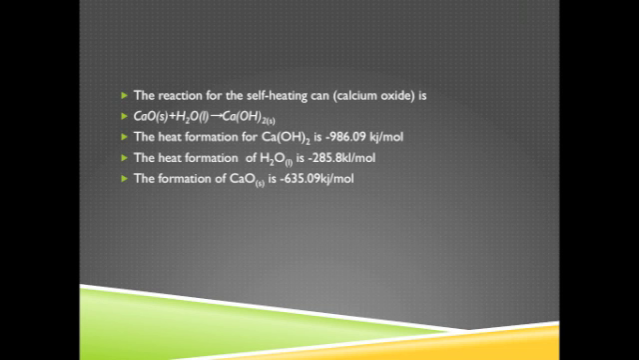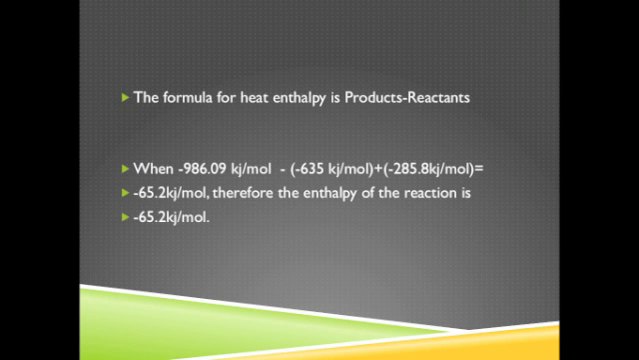635.09 kilojoules per mole. The formula for enthalpy is products minus reactants. When negative 986.09 kilojoules per mole is subtracted by negative 635 kilojoules per mole plus negative 285.8 kilojoules per mole, it equals negative 65.2 kilojoules per mole. Therefore, the enthalpy of the reaction is negative 65.2 kilojoules per mole.